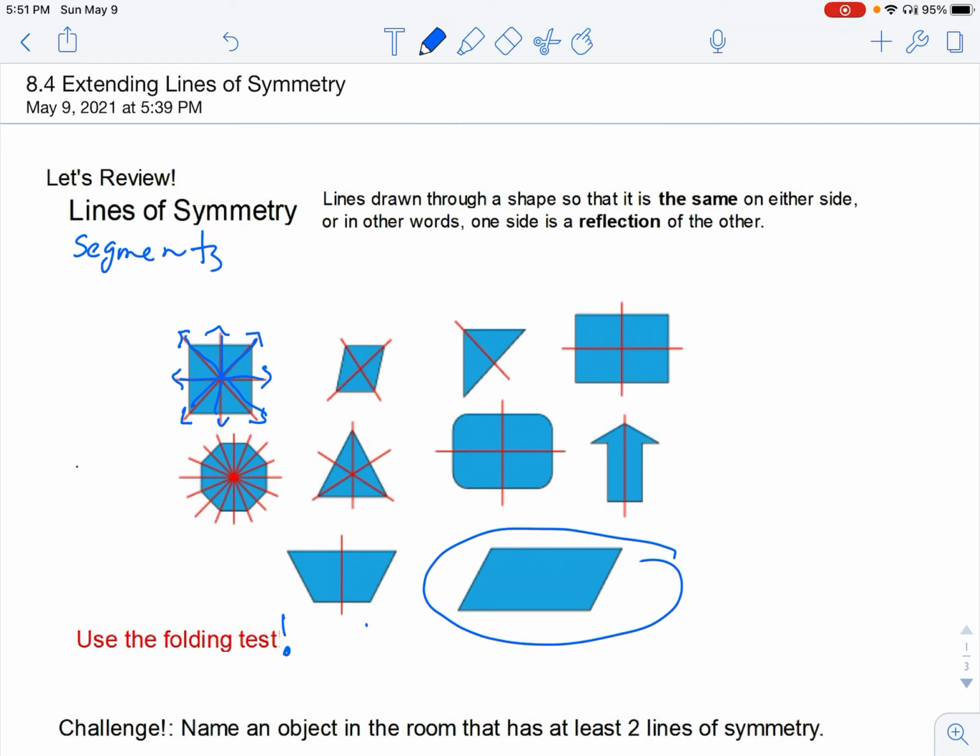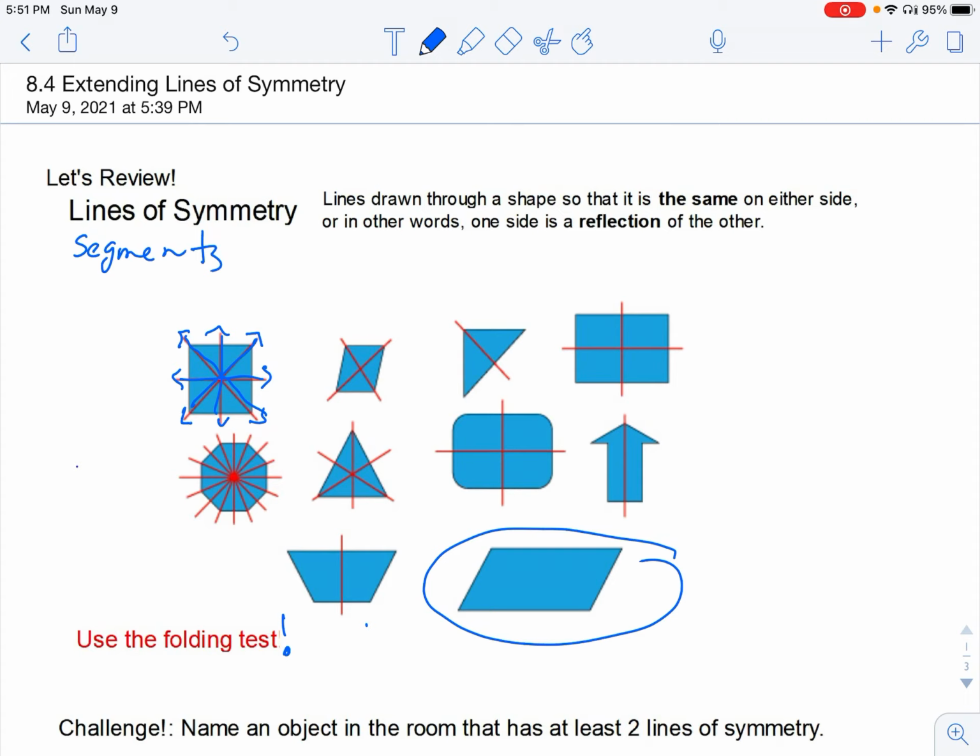Now, a little challenge for you. Look around your room and name an object in your room, whatever room you're in, that has at least 2 lines of symmetry. And play back the video when you're ready.